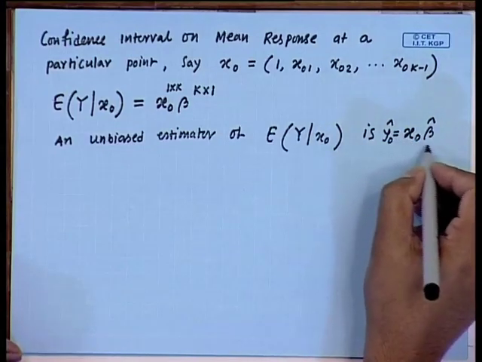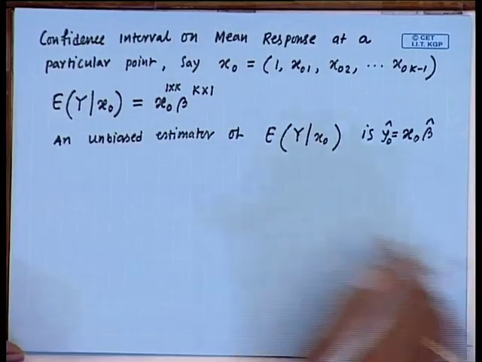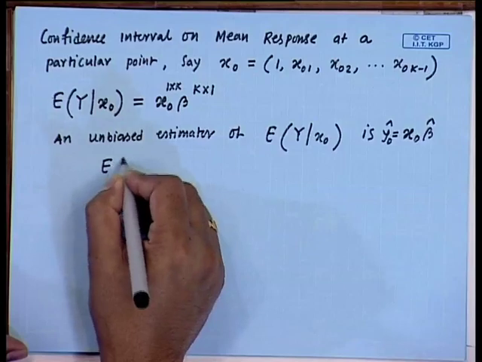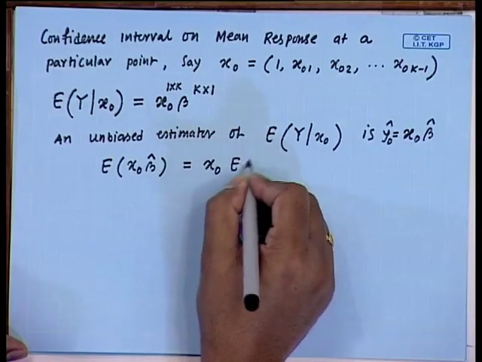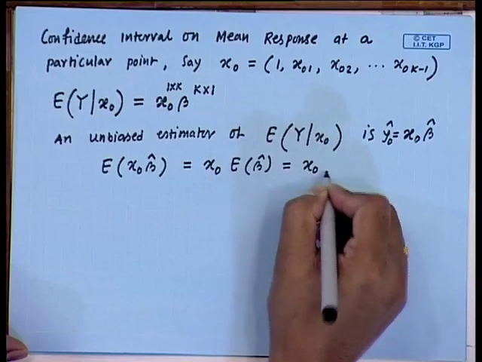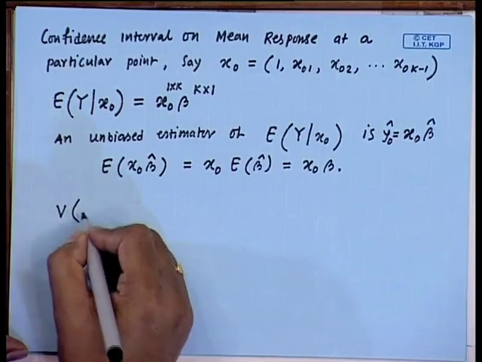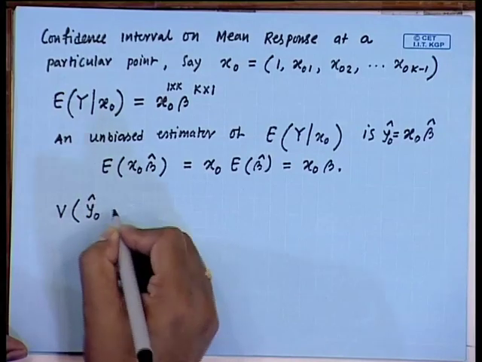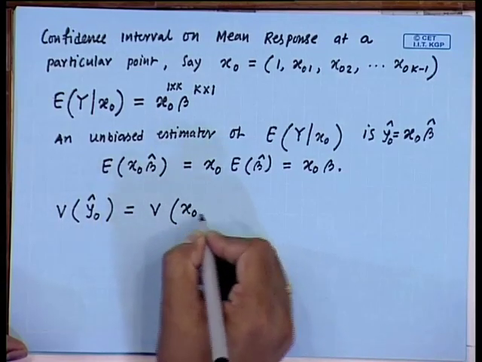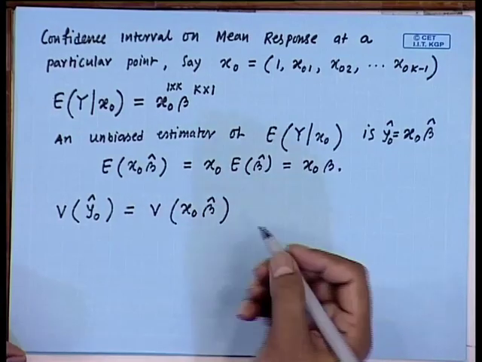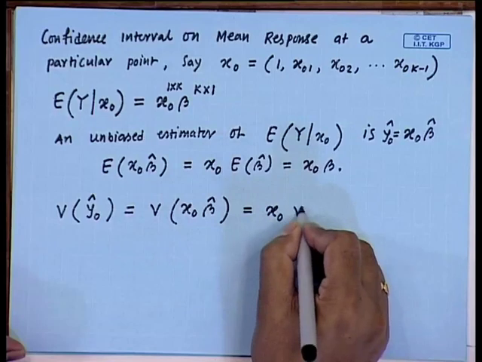Okay. So, this one is an unbiased estimator of this quantity because beta hat is an unbiased estimator of beta. You can prove that the expected value of x naught beta hat is equal to x naught times the expectation of beta hat, which is equal to x naught beta. Next we compute the variance of the unbiased estimator y naught hat, which is equal to the variance of x naught beta hat, right.